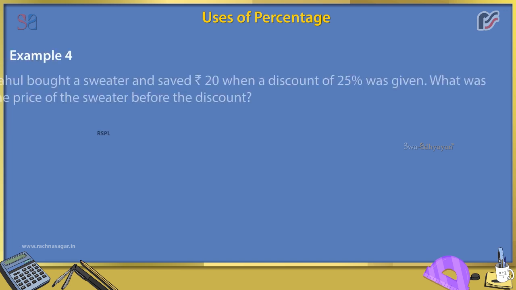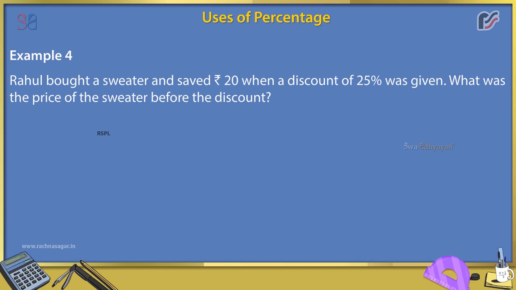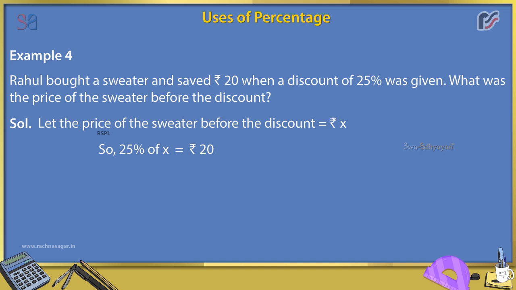Example 4. Rahul bought a sweater and saved rupees 20 when a discount of 25% was given. What was the price of the sweater before the discount? Solution. Let the price of the sweater before the discount be rupees X. So, 25% of X is equal to rupees 20. Or 25 by 100 into X is equal to rupees 20. X is equal to rupees 20 into 4, which is equal to rupees 80.